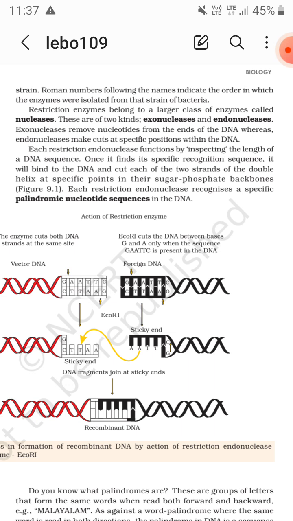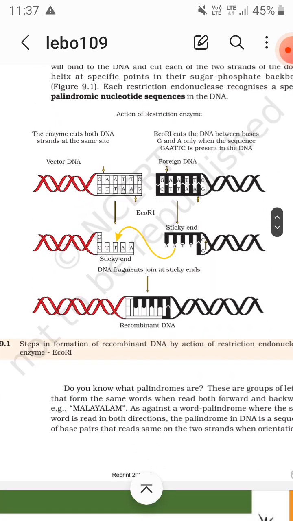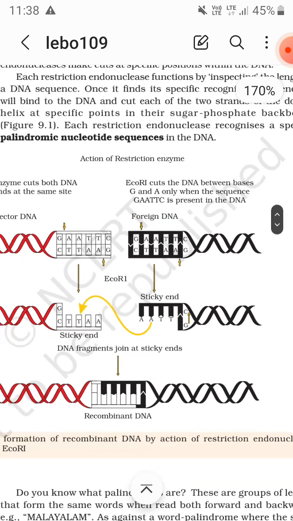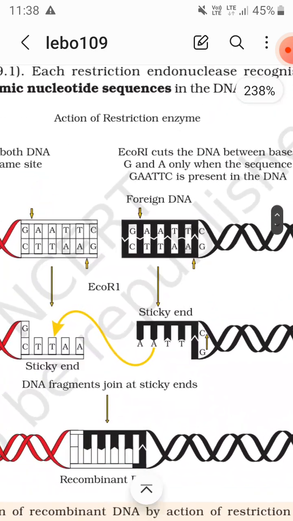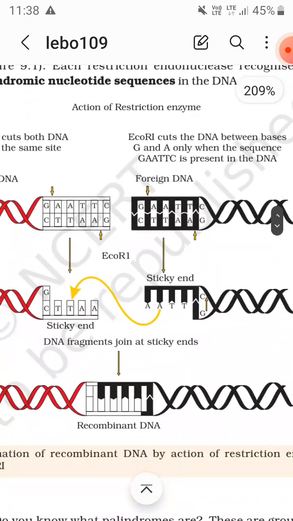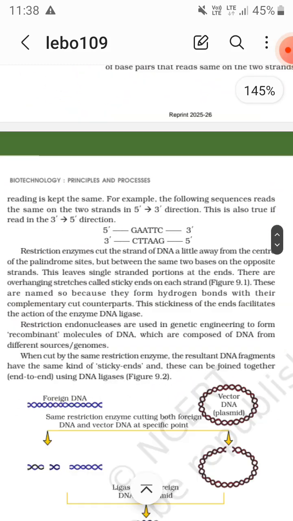Each restriction endonuclease recognizes a specific palindromic nucleotide sequence in the DNA, for example GAATTC. EcoRI cuts between G and A on both strands. You see, on both strands, between G and A in the palindromic sequence.